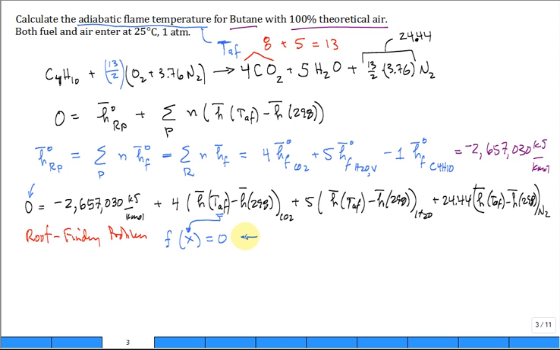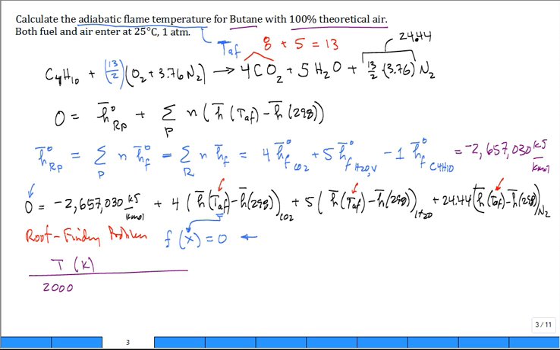a number of different techniques. But what you do is you have to start somewhere. So guess the adiabatic flame temperature. So I'm going to guess a temperature of 2000 Kelvin. And when we put 2000 Kelvin right in here, right in there, and right in there, then we can evaluate everything on the right hand side of our equation.